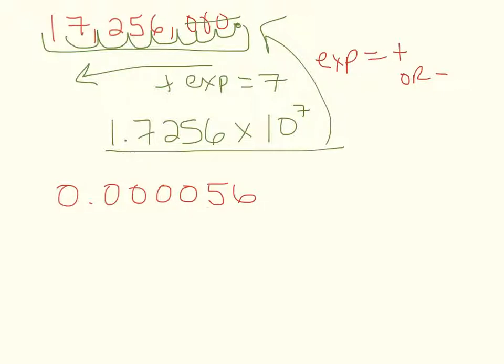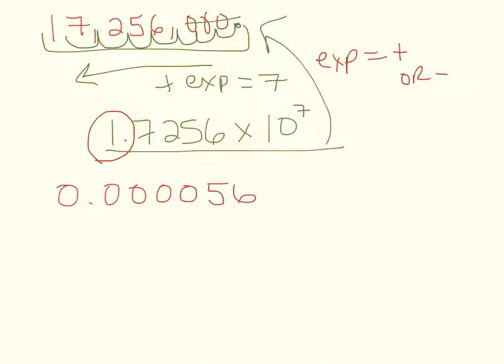Okay, so when you're dealing with large numbers and we move the decimal place to the left, that will always mean a positive exponent. And keep in mind that you only want one digit to the left of your decimal place. Okay, so if you said 17.256 times 10 to the 6th, that would not be correct.